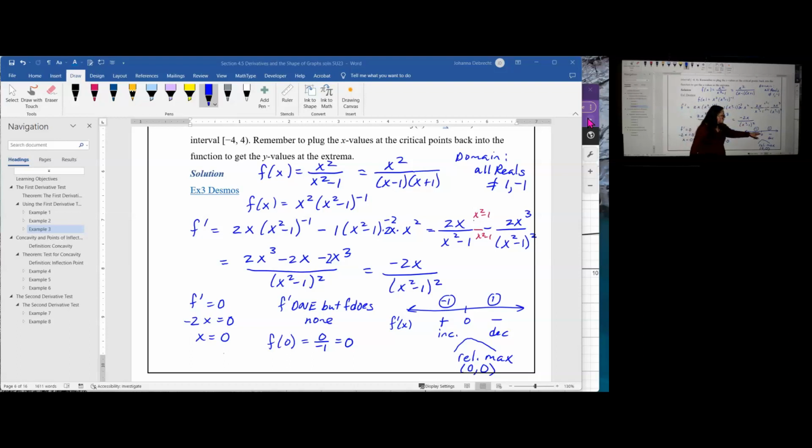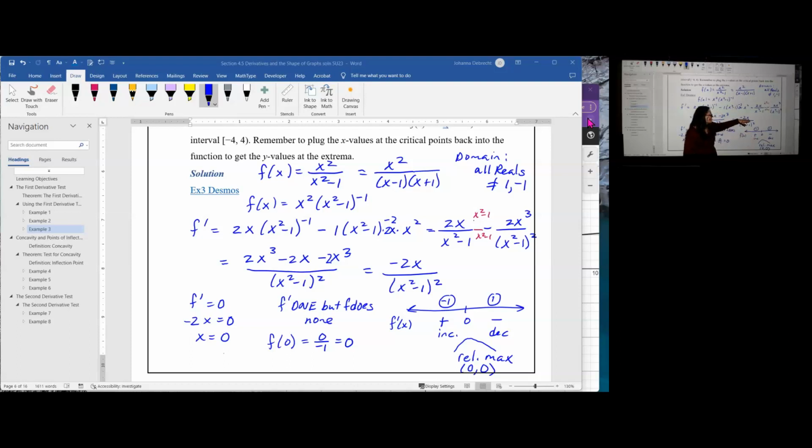Then I write a number line with the only critical point I got as the only tick mark on the number line. I take a test point to the left of -1 and a test point to the right of +1. I substitute these values into the first derivative. Notice that the denominator is squared, so it's positive no matter what. That means the sign of the first derivative depends only on the numerator. -2 times -1 is +2, so I know it's increasing on the left.